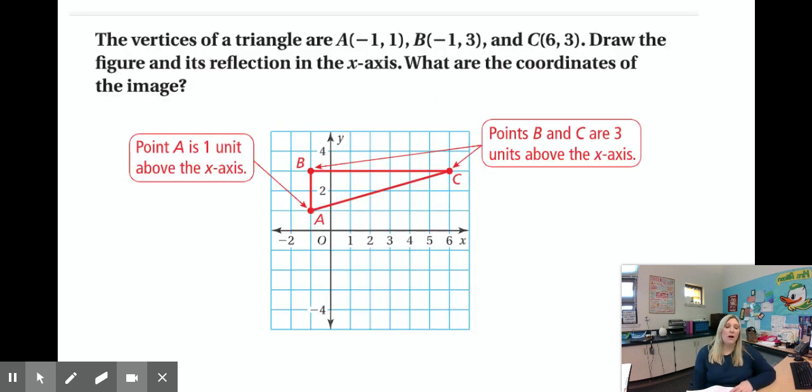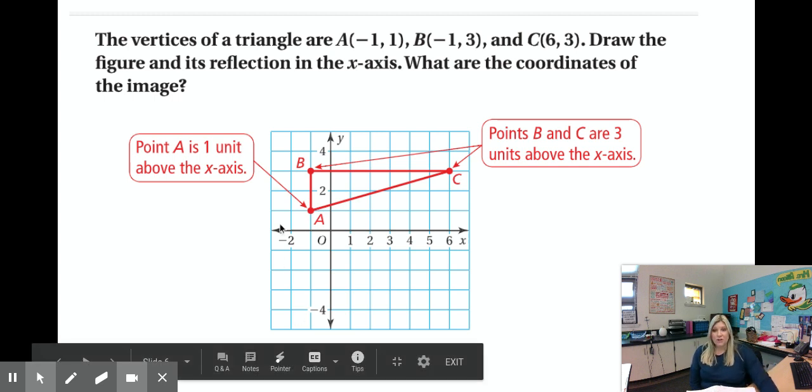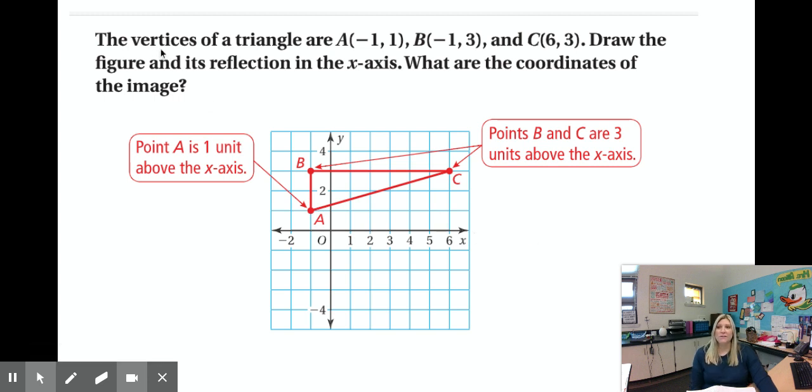Okay, so we're going to do a couple examples with plotting shapes and reflecting these shapes either over this x-axis, which is this horizontal line, or the y-axis, which is this vertical line. So just like we looked at those pictures before, these would be called the lines of reflection. So here it says the vertices of a triangle are A (-1, 1), B (-1, 3), and C (6, 3). Draw the figure and its reflection in the x-axis. What are the coordinates of the image?